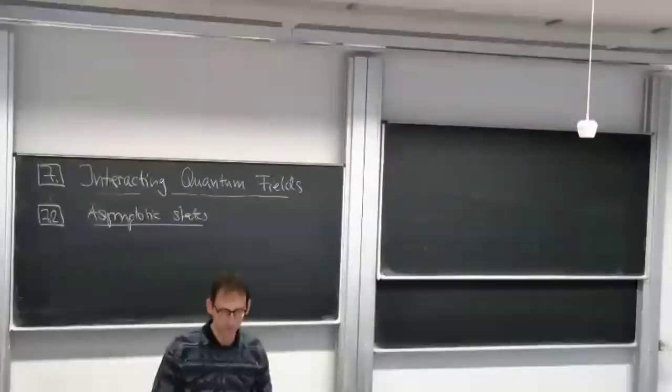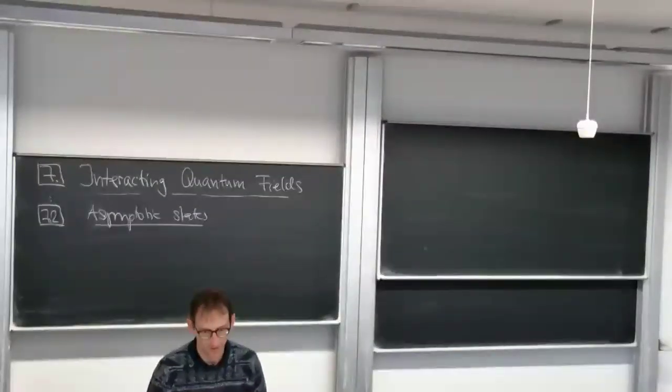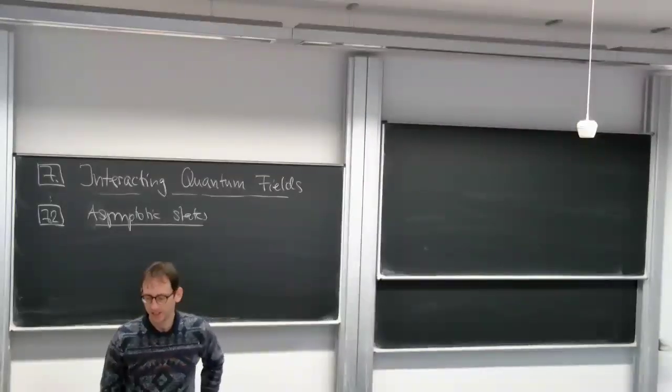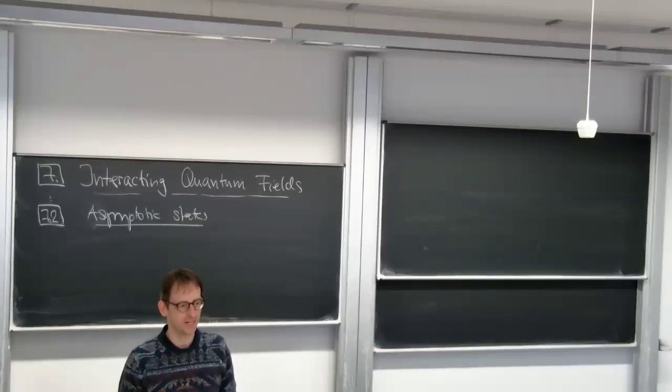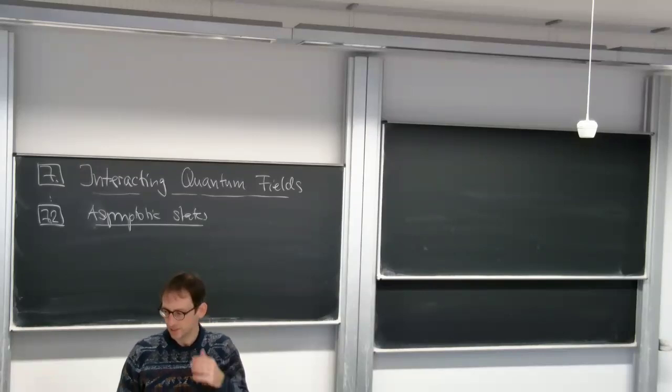Welcome to Quantum Field Theory, lecture number 27, just to get my counting straight. We can also count to the end. I think it is -6. If -1 is the last, then this is -6.